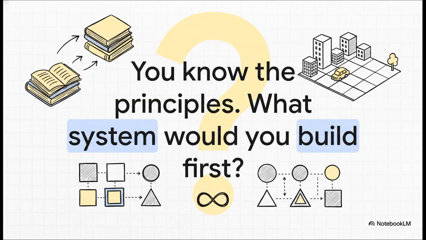So there you have it. You now understand the basic principles for modeling pretty much anything you can imagine in code. So the question is, what would you build first? Would you model a system to organize your book collection? A simulation of your city? The possibilities are literally endless, and that is the true power of thinking in objects.